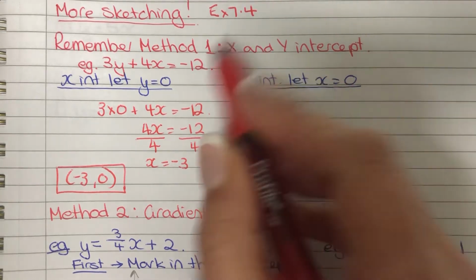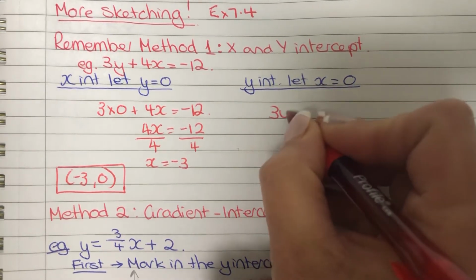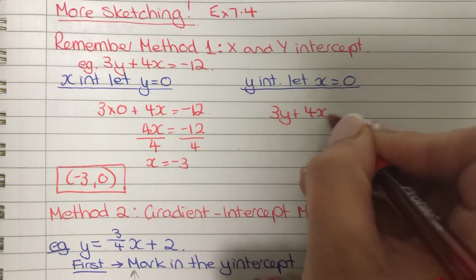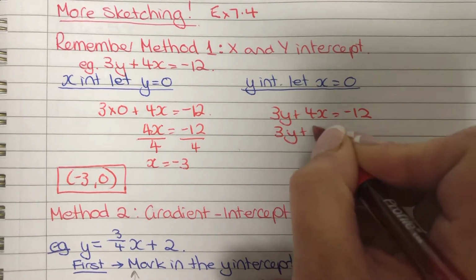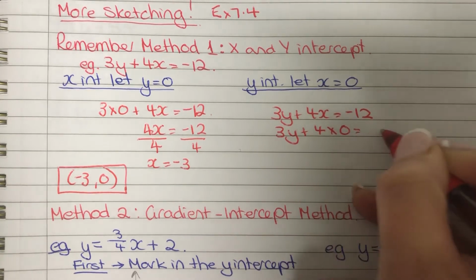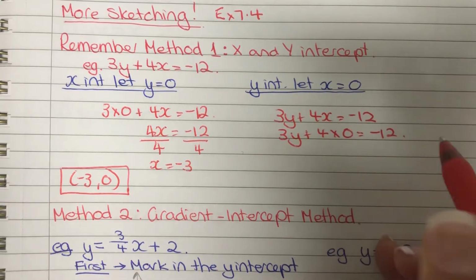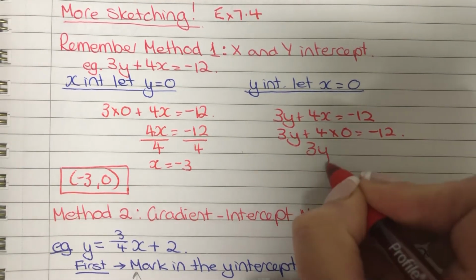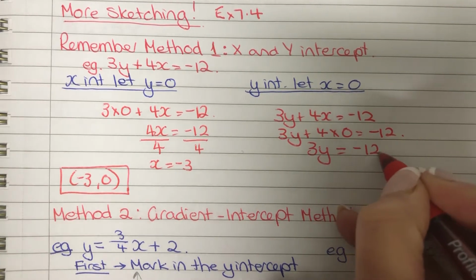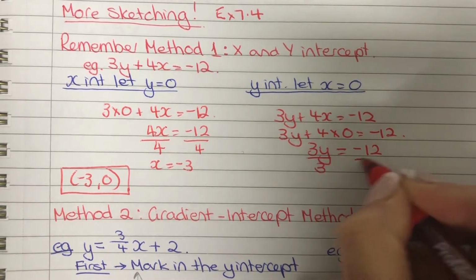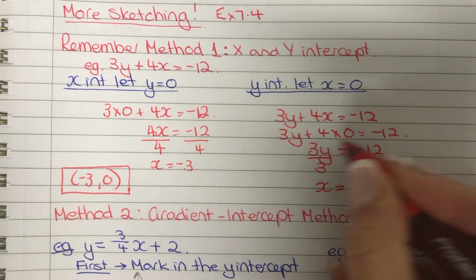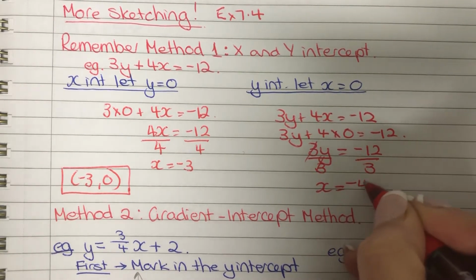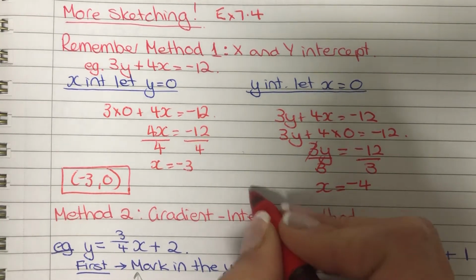Y-intercept, let x equal 0. So your equation is 3y plus 4x equals negative 12. So we'll have 3y plus 4 times 0 equals negative 12, which is the same as 3y equals negative 12. Divide both sides by 3. So y equals negative 4. Okay, there are your two points.